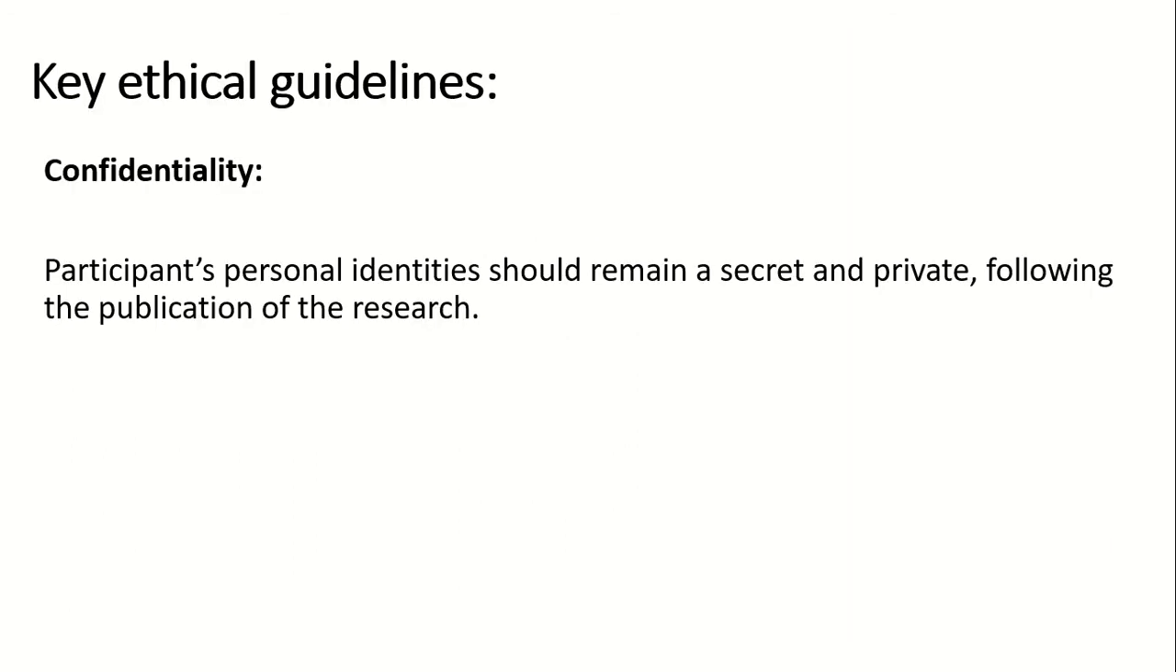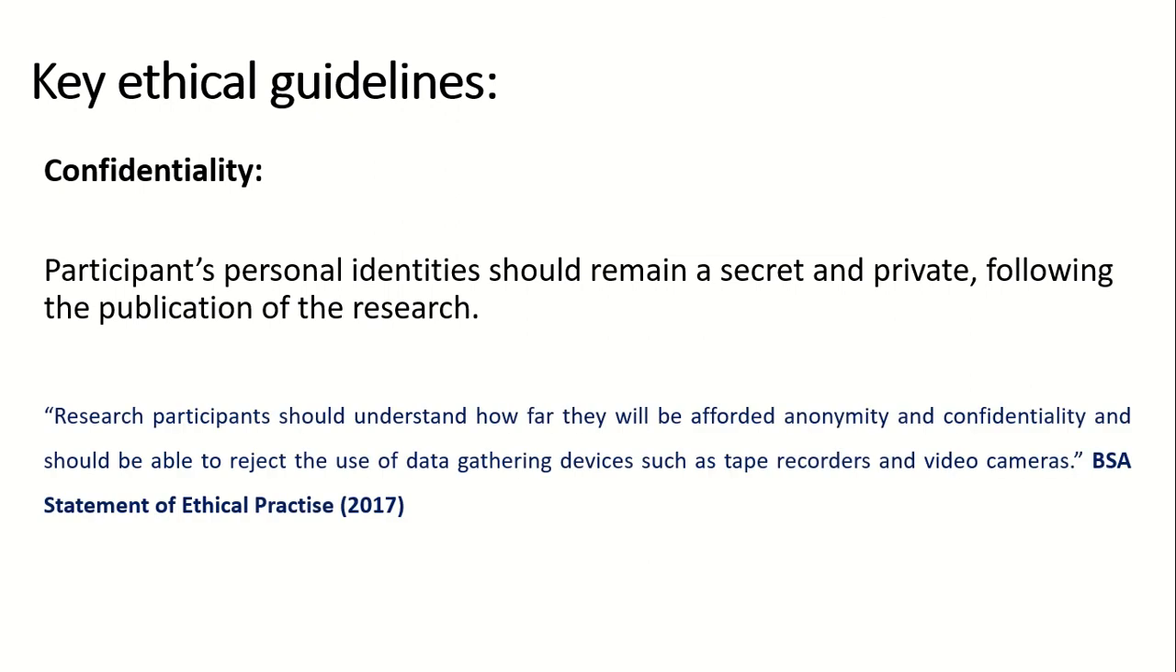However, we'll move on. The second key ethical guideline, confidentiality. Participants' personal identities should remain secret and private following the publication of research. So again, we'll refer back to the statement. Research participants should understand how far they will be afforded anonymity and confidentiality and should be able to reject the use of data gathering devices such as tape recorders and video cameras. So it should be made clear to the participants that everything they say is being recorded, and the sociologist should try to ensure that no private details of that participant are published.